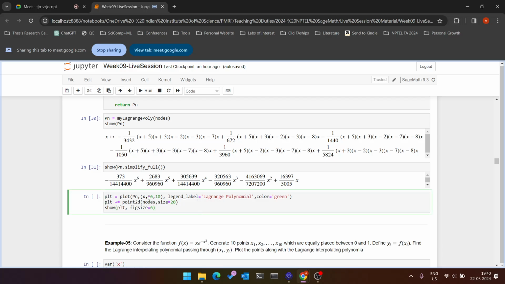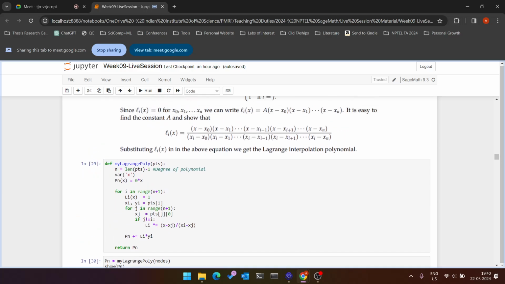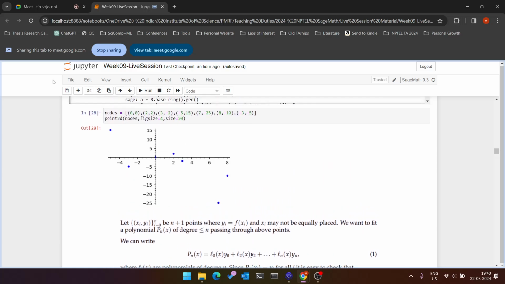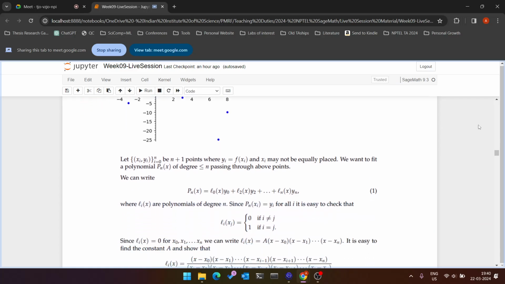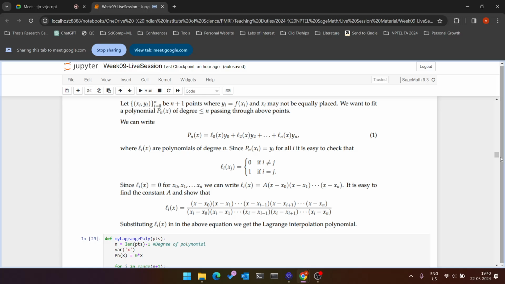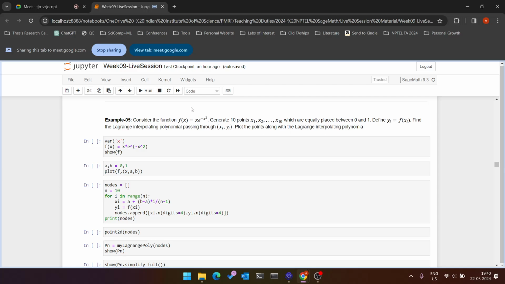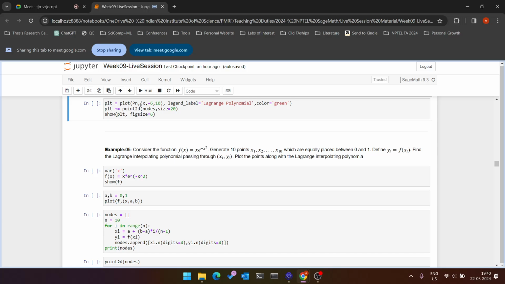Now I will plot my function between the range of my nodes. So my nodes go from -5 to +8. Since this is an interpolation polynomial, we'll not be concerned with what happens outside of our bracket of interest, and I'll also be plotting the points with it.